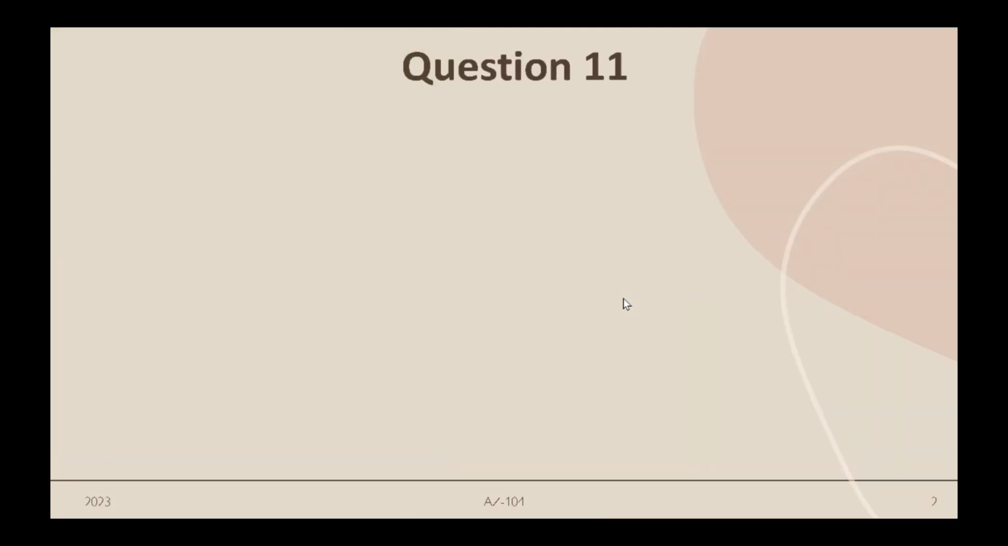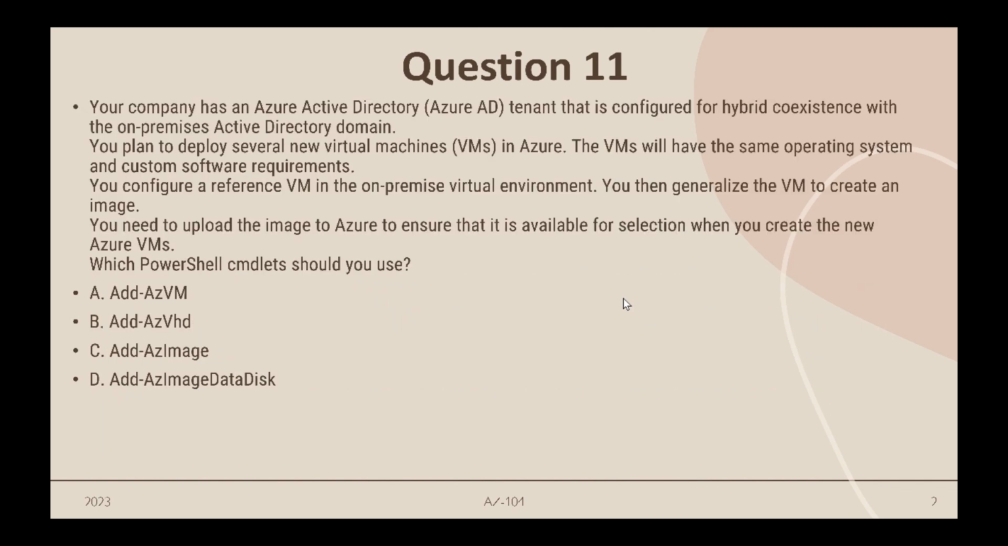So our question number 11, in continuation with our part 1, where I covered 10 questions in total. Question number 11 says: your company has an Azure Active Directory, Azure AD tenant that is configured for hybrid coexistence with the on-premises Active Directory domain. You plan to deploy several new virtual machines in Azure. The VMs will have the same operating system and custom software requirements. You configure a reference VM in the on-premises virtual environment. You then generalize the VM to create an image. You need to upload the image to Azure to ensure that it is available for selection when you create the new Azure VMs. Which PowerShell cmdlets should you use?